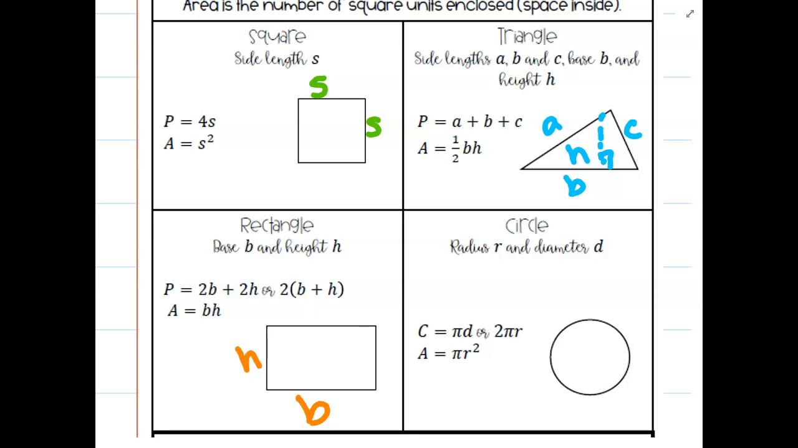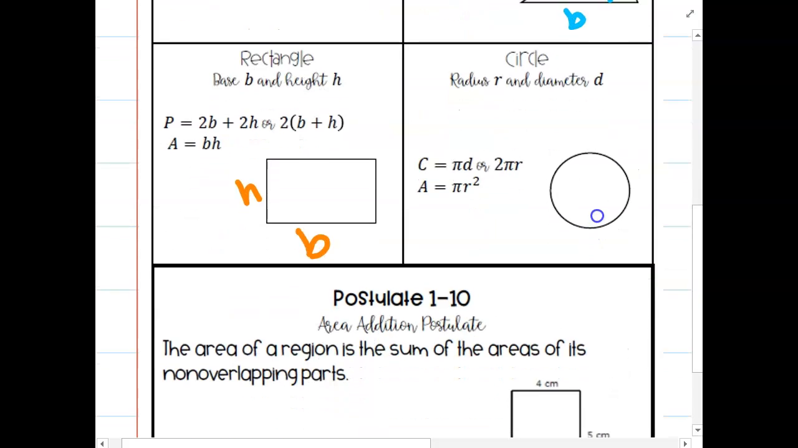And if I were to find the area of that parallelogram, I take base times height, but you only need half of it. So only one of the triangles. That's where that comes from. Okay? And then lastly is going to be the circle.